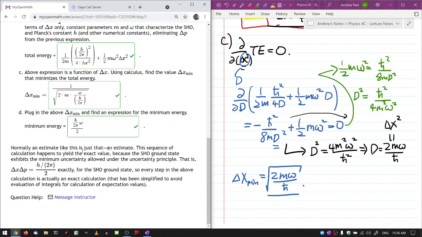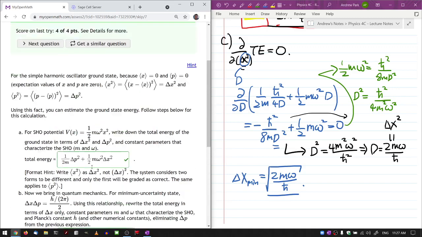And the note at the end is that an estimate like this is just that, an estimate. There's a great deal of connection between estimates of this kind and what we call dimensional analysis that you will see me do later in the class. Anyways, this kind of estimate usually gives an answer that's within an order of magnitude. Here, because of the property of the simple harmonic oscillator ground state, it ends up being the exact answer. So, all right, that's question 7.